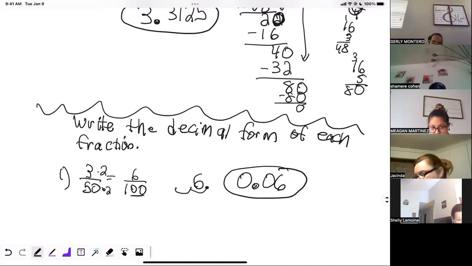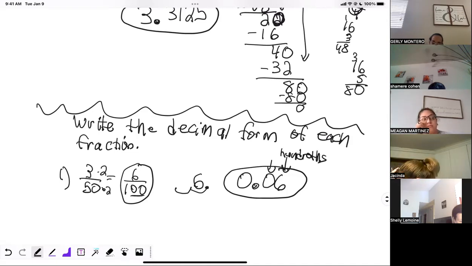You can also read it as 6/100ths. This is the tenths, this is my hundredths. So you really don't even have to think about moving a decimal, you can think about it as 6/100ths. The 6 has to be in the hundredths place. You can think of it just like that and write it out.